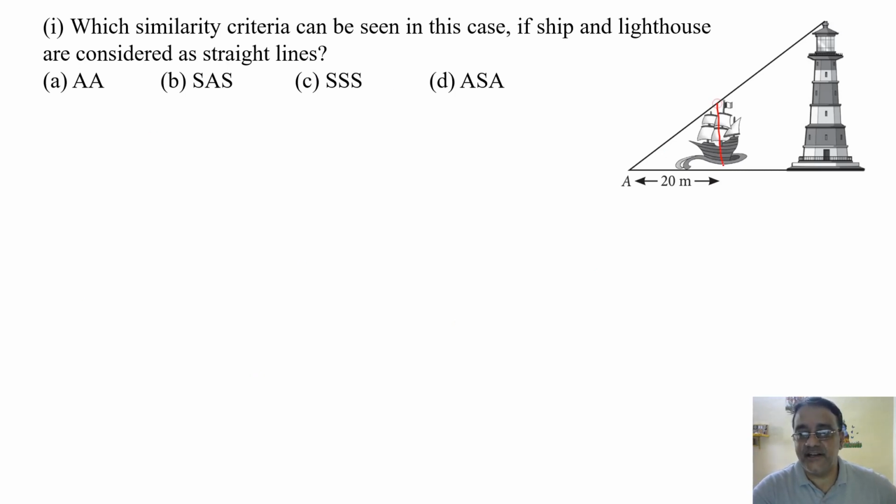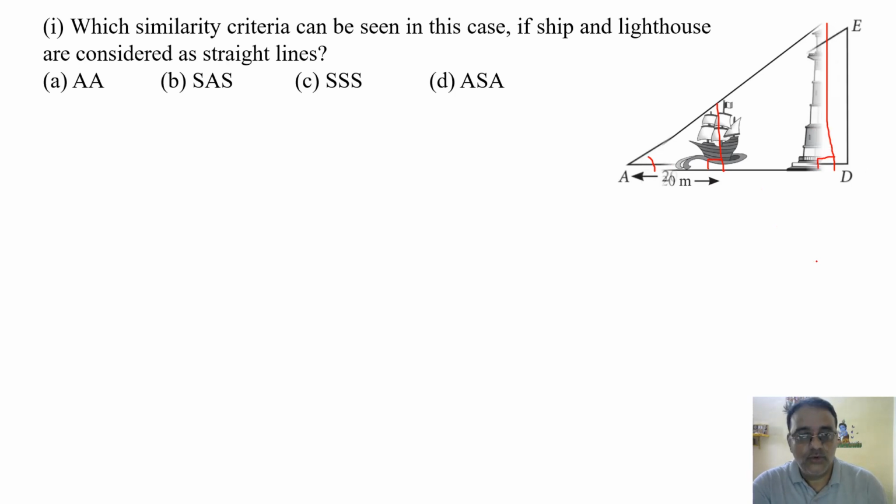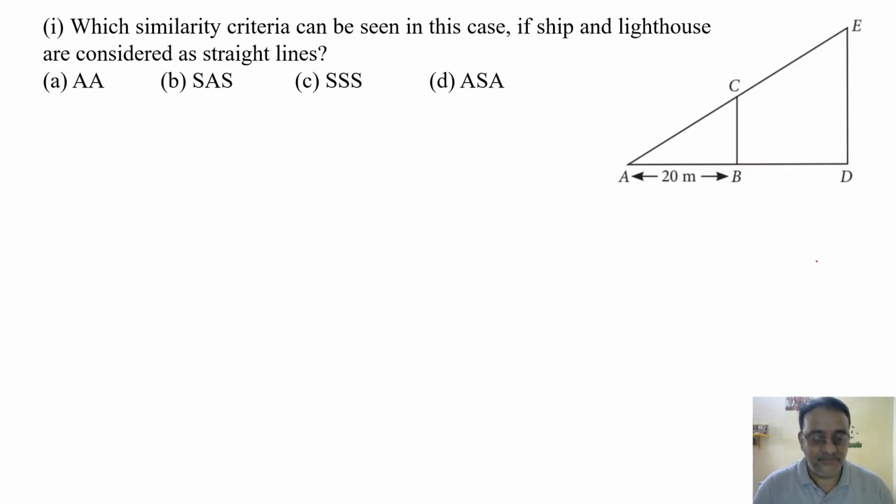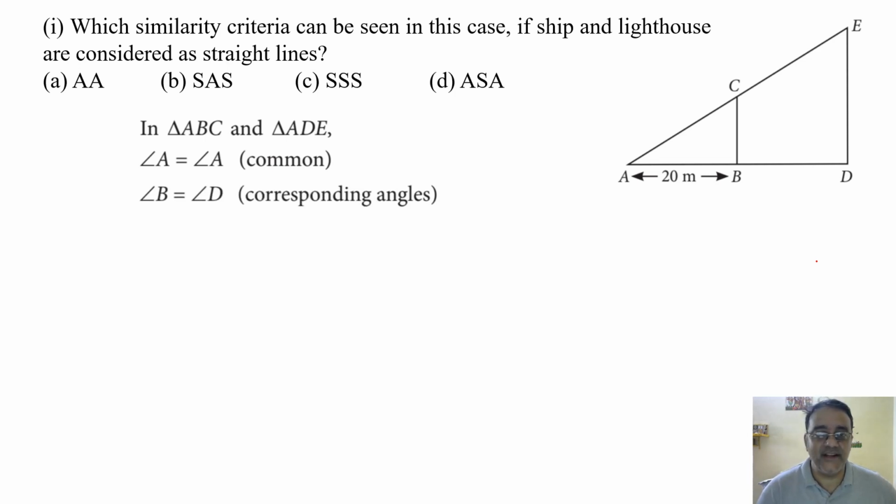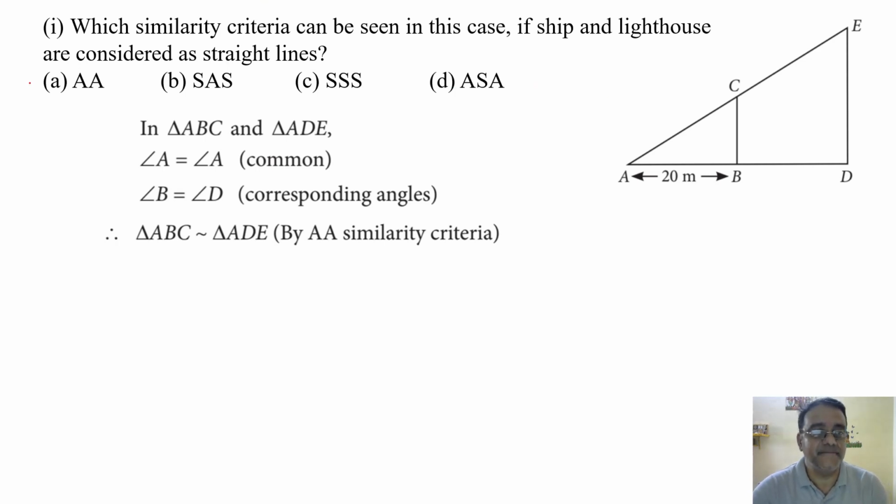देखो यहाँ पर ये straight line मैं ड्रॉ कर रहा हूँ. चलो ठीक है, तो ये 90 डिग्री है, this is also 90 degree, and this angle is common to both the triangles. So देखो ध्यान से, angle A is equals to angle A, angle B is equals to angle D, corresponding angles or each angle is 90 degree. So these two triangles are similar by AA similarity. This is clear? Yes, sir.